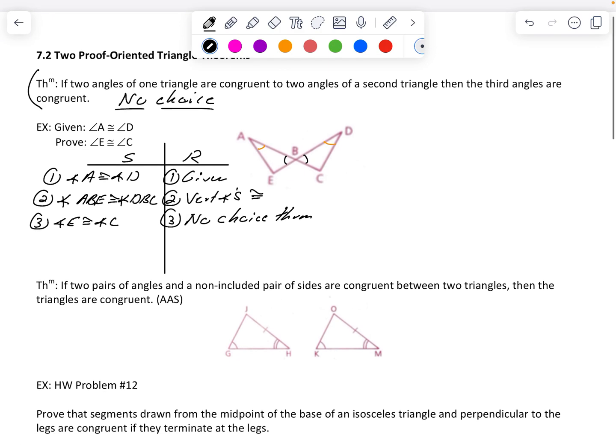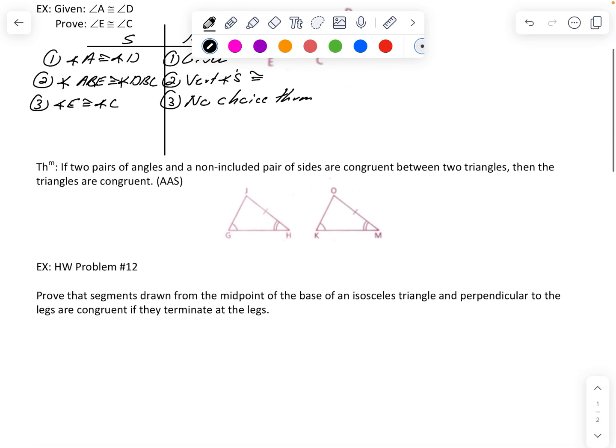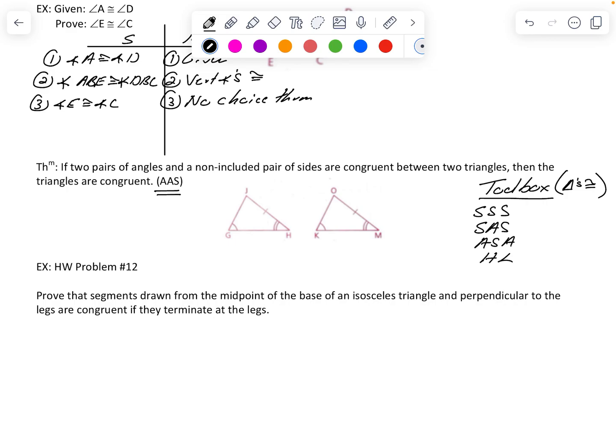All right, the next theorem we have today is the AAS. That looks similar because in our toolbox, we have had many ways to prove triangles congruent. And so in our toolbox so far, we've had side, side, side, side, angle, side, angle, side, angle, and hypotenuse leg. That's all we've had so far. Now we're going to add one more tool, angle, angle, side.